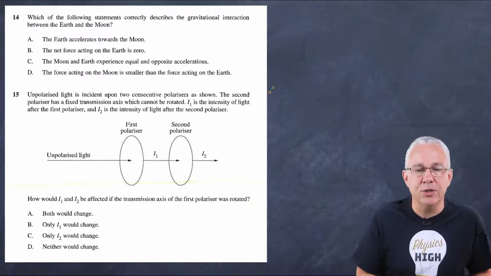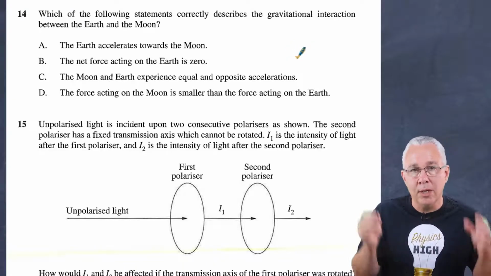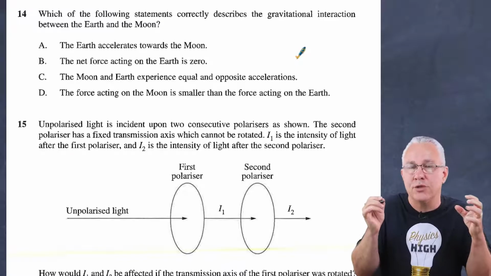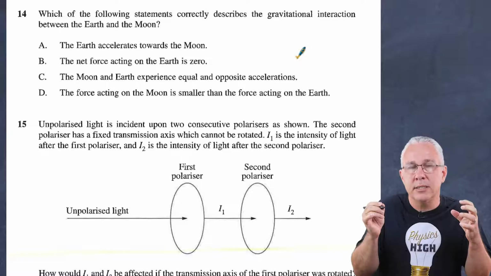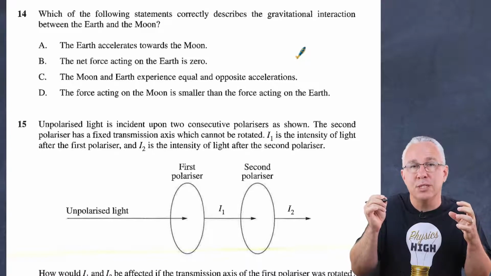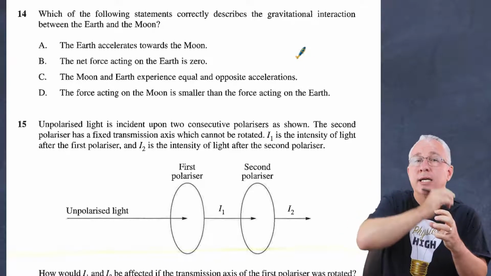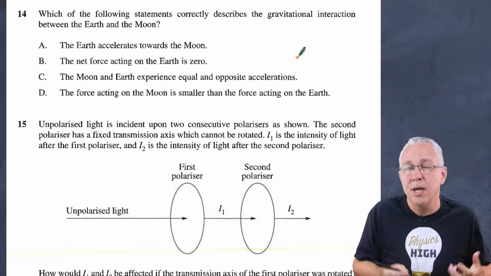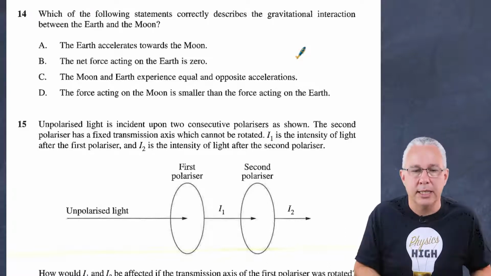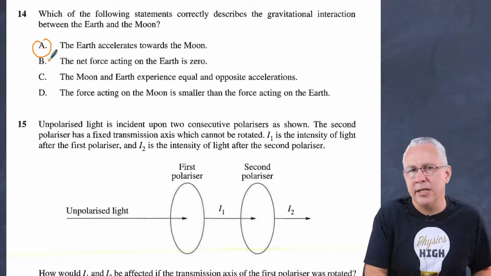Question number 14. Which of the following statements correctly describes the gravitational interaction between the Earth and the Moon? Well, as you know, the Moon and the Earth are mutually attracted towards each other, and that is due to Newton's third law. That also means that they're experiencing a force. That means they're both accelerating. Now, the reality, of course, is we have the Earth relatively stationary and the Moon rotating around it, and so that force not only is a gravitational force, it is a centripetal force, but by its very nature, it is accelerating. The point here, however, is that we have A is accelerating, and it's correct.